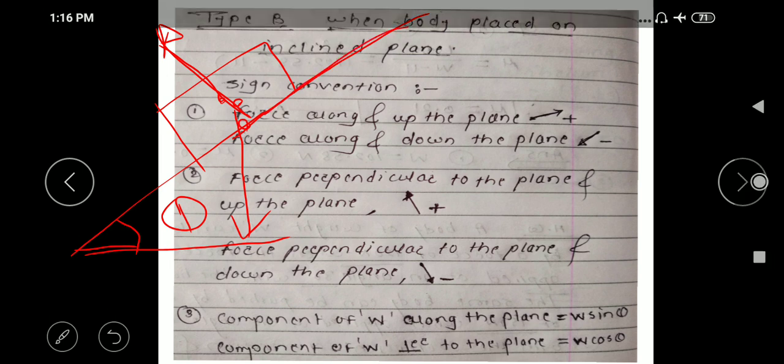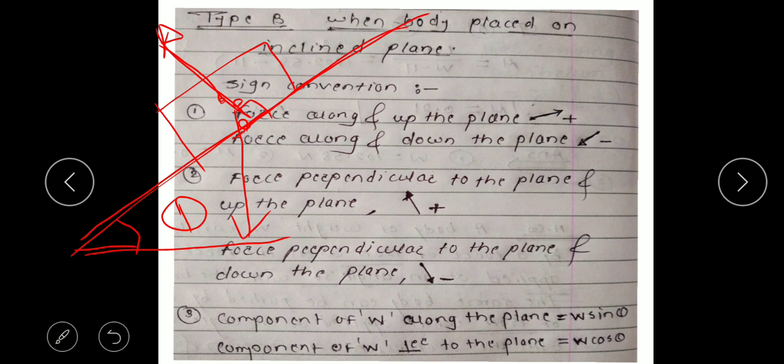This force always will be perpendicular to the inclined plane, and that force is nothing but the reaction force. Why the reaction force? Because this force is generated due to the inclined plane. So R is here, and this arrow indicates W, the weight of the body, and the weight always acts downward in a straight line. Okay, this is W.